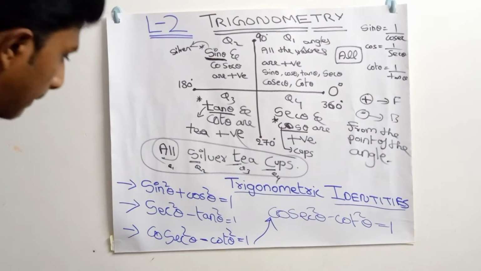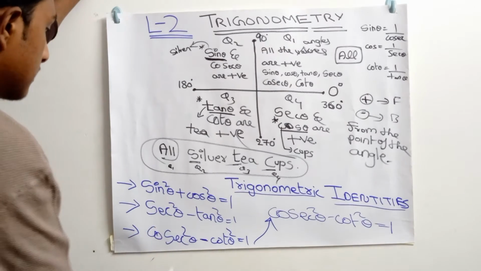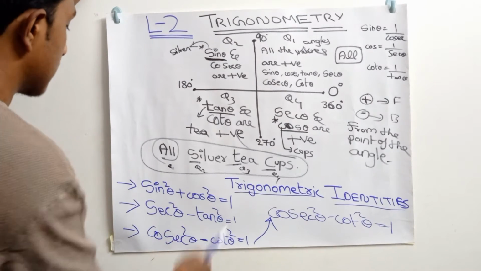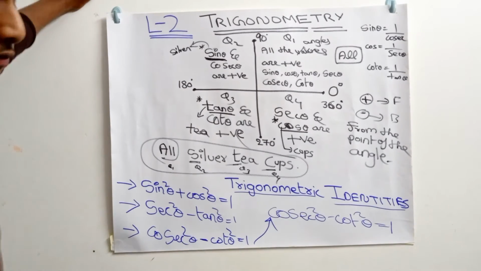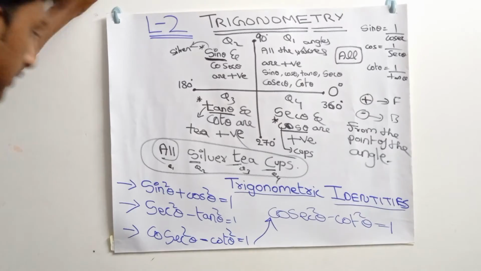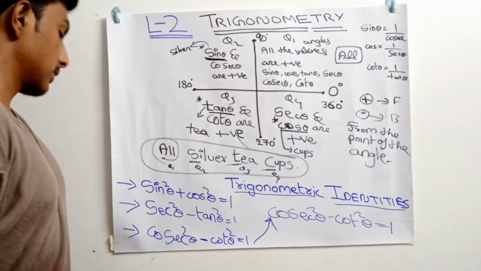Note it down. Sin square theta plus cos square theta is equals to 1. Secant square theta minus tan square theta is equals to 1. Cosecant square theta minus cot square theta is equals to 1. Very important identities. These identities will be used a lot more while solving problems.